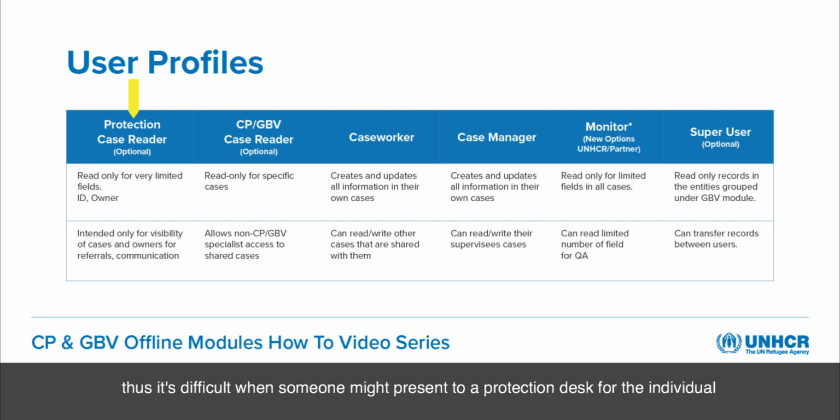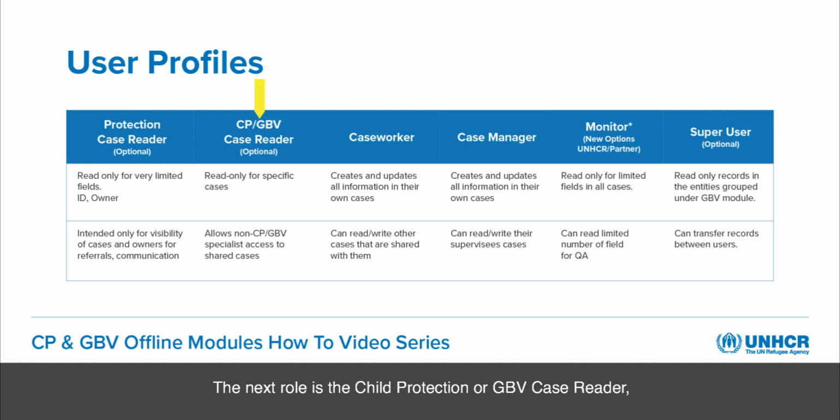Thus, it is difficult when someone might present to a protection desk for the individual who is working with them to know that a GBV or child protection case exists. If this role is applied to this individual, they would then be able to see, when looking up the person who has come to follow up on the case, that a case does exist and who that caseworker is. That is the only information that is available to someone with this role, and it would allow for them then to create a referral or follow up or contact the caseworker so that then they can continue and support and follow up on this case.